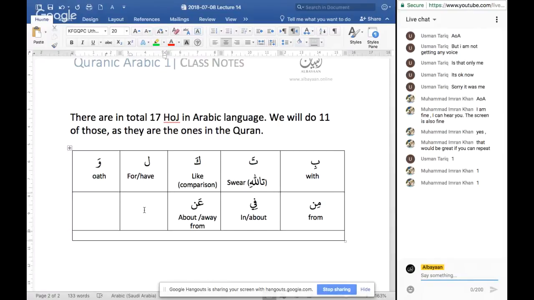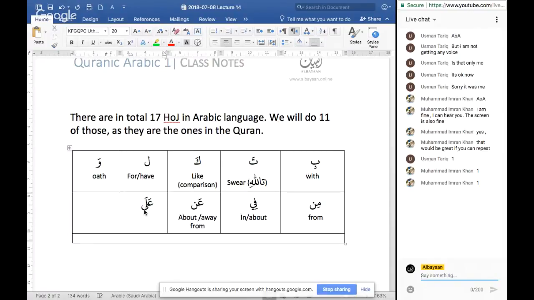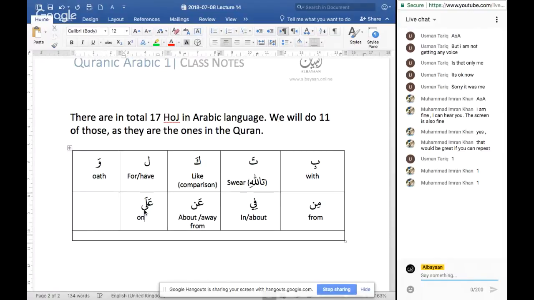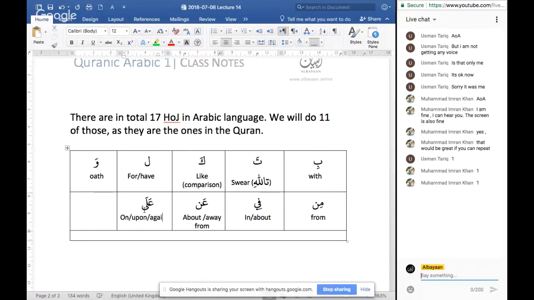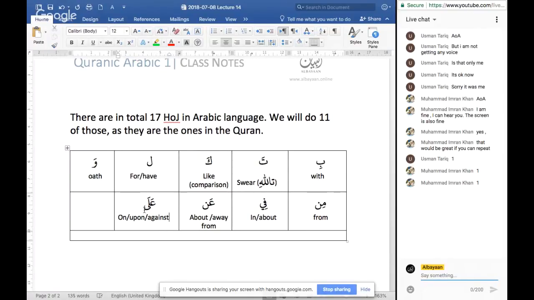The next one that comes after it is Ala. Ala means on or upon or against. It's used in this meaning. The word when you say the salam, assalamu alaikum, alaikum, peace be upon you. So that's this Ala.